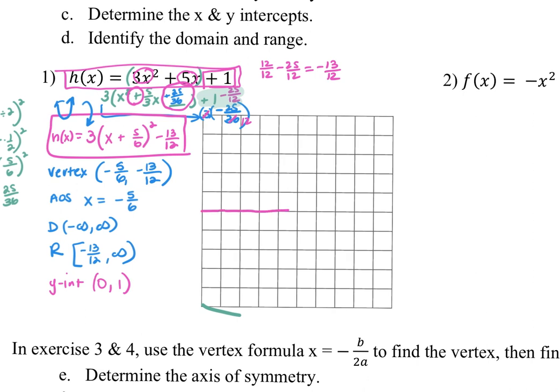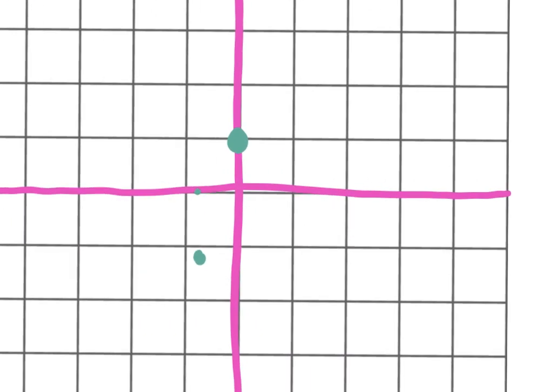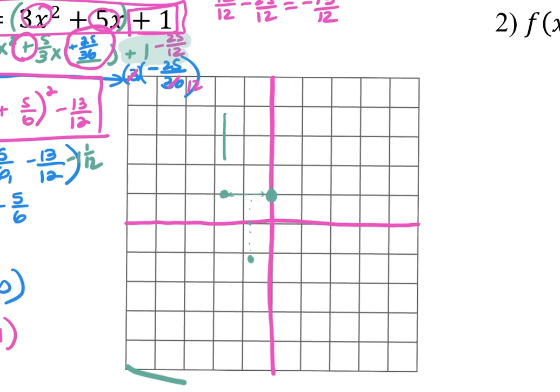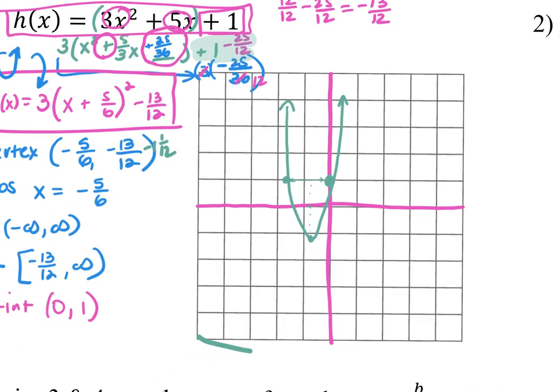So then I'm going to go to my graph, and I'm going to plot all that information first. Negative 5/6 and negative 1 1/12 would be there. My y-intercept is 0, 1, and I can reflect that. So if you went up your axis of symmetry, we went to the right, that 5/6, you can go to the left that same distance, and plot the other point, and then draw your parabola. So I do know this has x-intercepts.